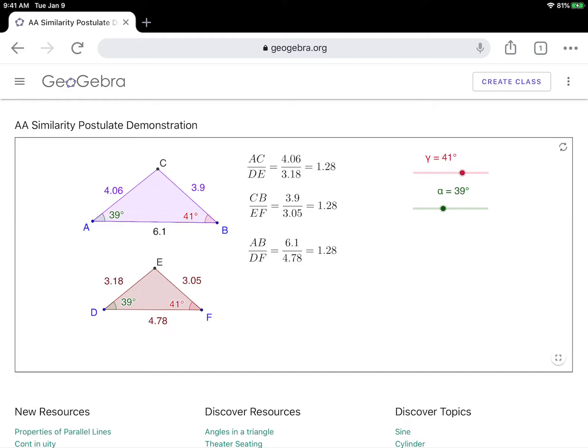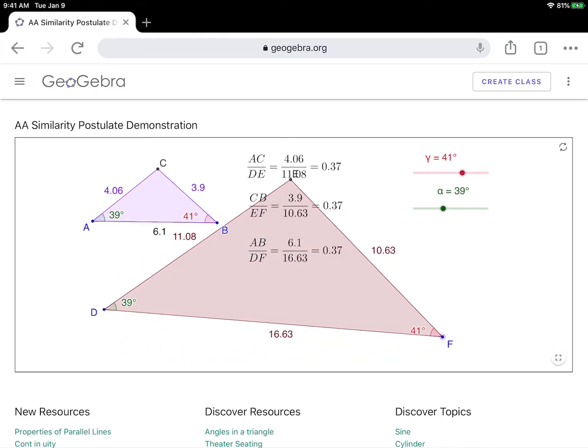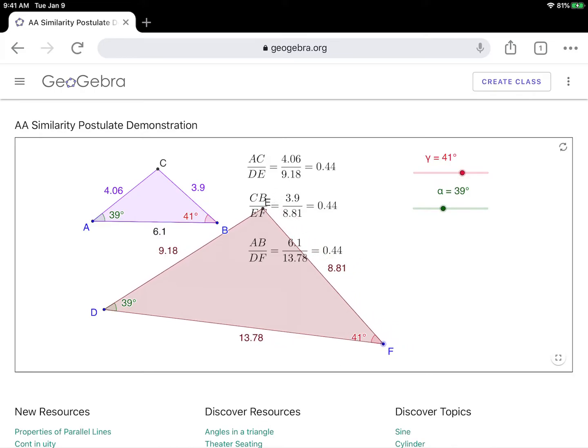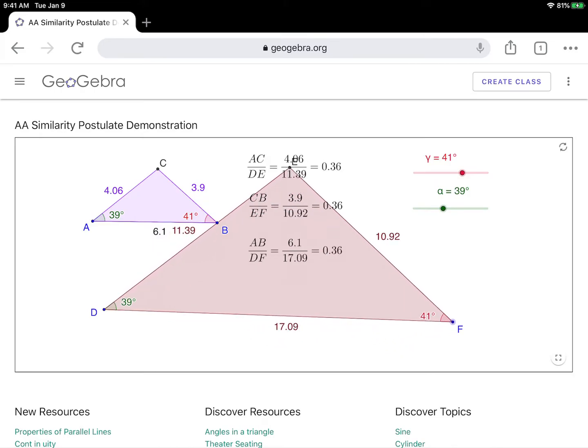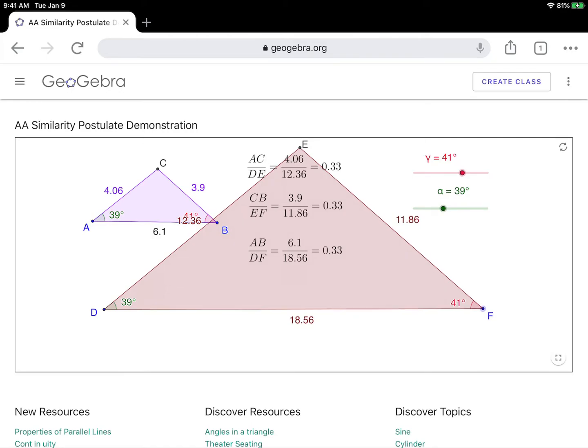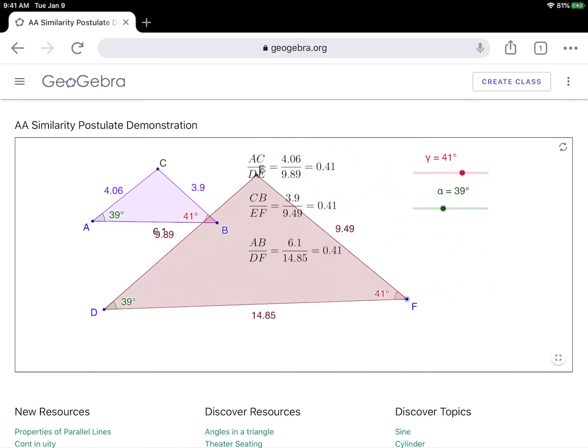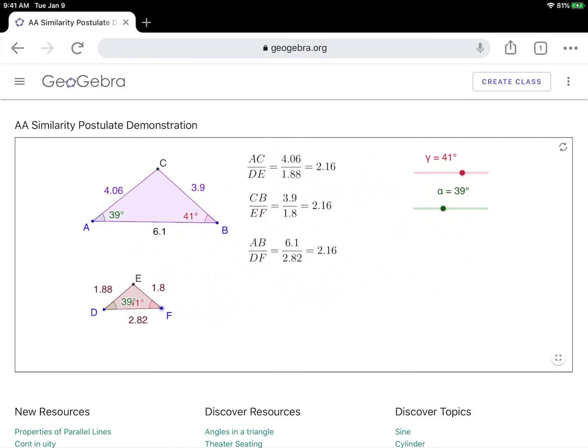So it doesn't matter what size the sides are. No matter how big I make or how crazy I orient these triangles, as long as those two angles are congruent, watch what's happening every time I change it. What's going on with the ratios? No matter what size or shape I make this other triangle, the sides stay in proportion every single time.